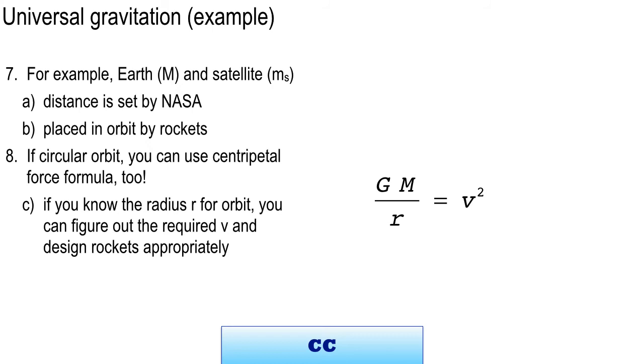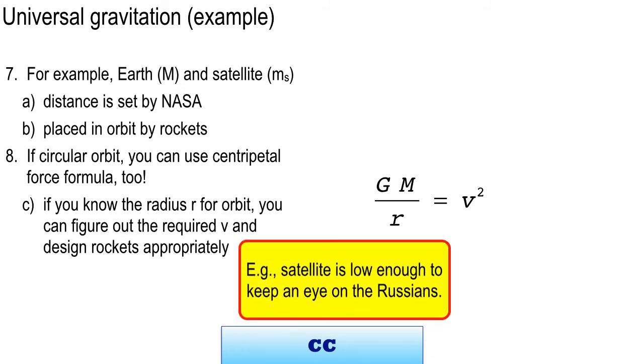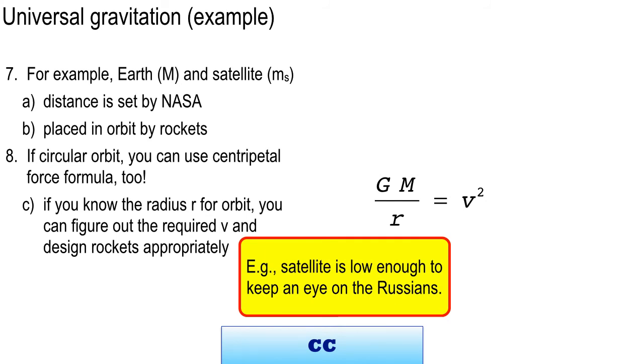So NASA has, as they say, half the PhDs on the planet messing around with this and other equations like it. Now, if you know the radius of the orbit that you want, you can figure out the required speed, v, and then design your rockets appropriately. Now, when would we want to control the altitude, the radius of the orbit, how high it is above the Earth? Well, for instance, you want to have a satellite that's low enough to keep an eye on the Russians and what they're doing.